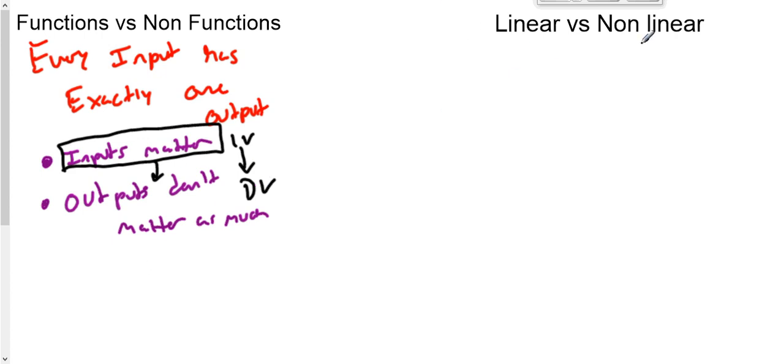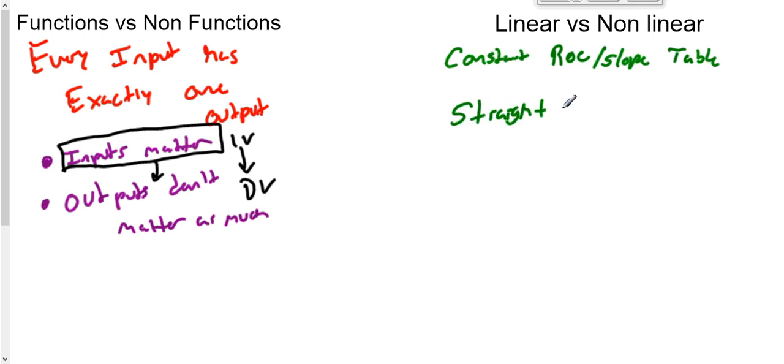For things to be linear or nonlinear, we have to have a constant rate of change, slash slope, when we're in a table. It has to be a straight line if it's a graph, and one perfectly straight line. And then the last one is no weird stuff in the equation.